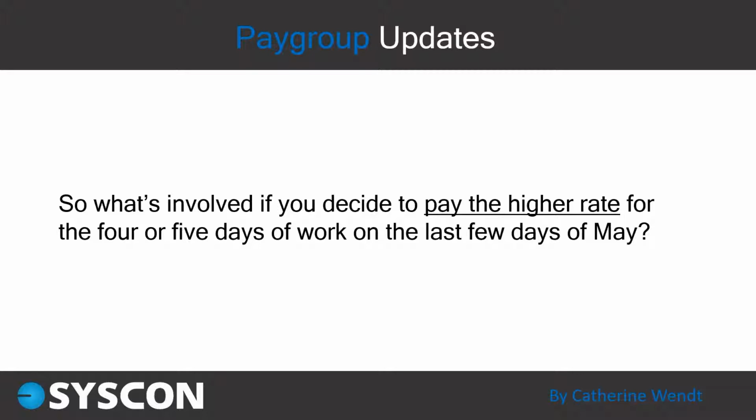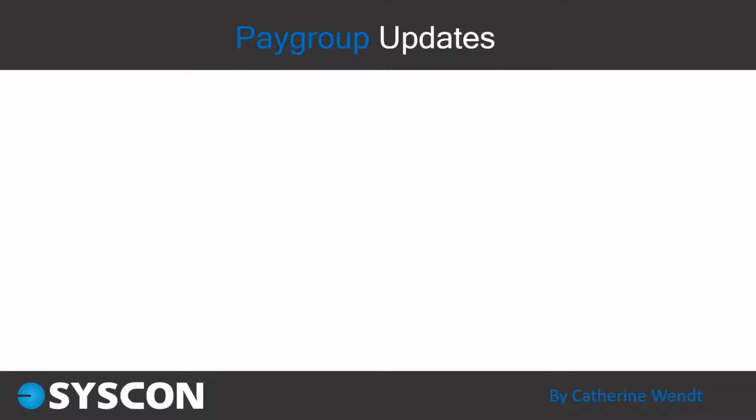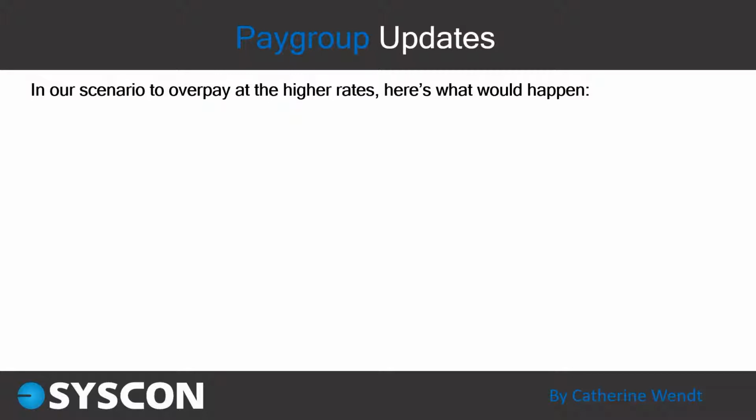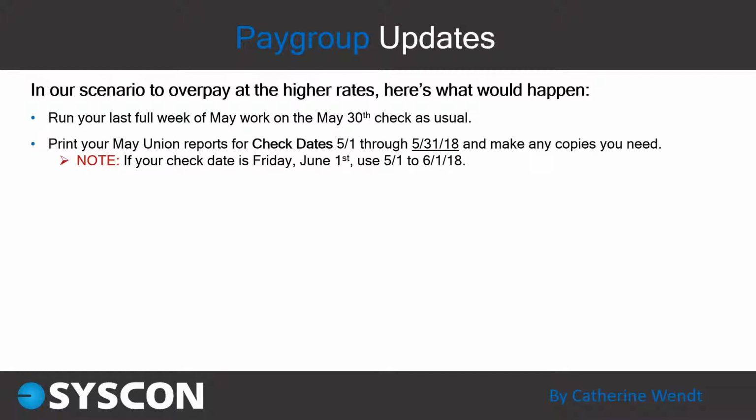So what's involved if you decide to pay at the higher rate for the 4 or 5 days of work for the last couple days of May? So here's the guidelines. The scenario is we're going to overpay at the higher rates for the couple of days of May. So we're going to run the last full check of May through on the May 30th check as usual. That was our first scenario. Then you're going to print the May union report for checks dated 5/1 through 5/31. So you might remember at the beginning here, we said that the work week the 20th through the 26th would be paid on Wednesday the 30th.